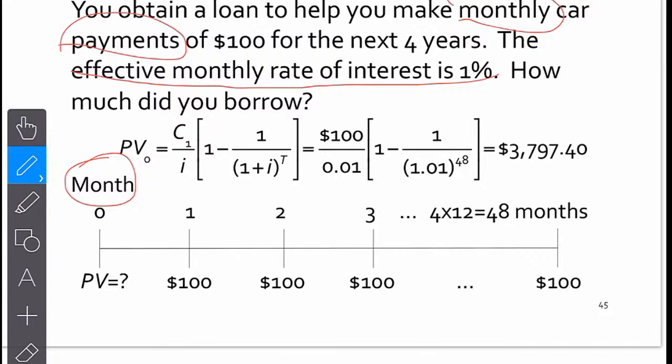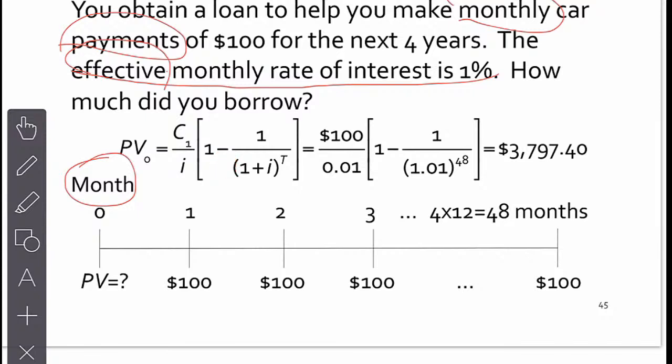This word effective, we're going to spend some time on when we finish these sets of notes. We're going to go right into interest rates and interest rate conversions, and it's the effective monthly rate that is used in our formula. If you don't have an effective monthly rate, you've got to figure out how to get it. So we have everything we need. 1% rate in the month, and we're going to apply this formula.